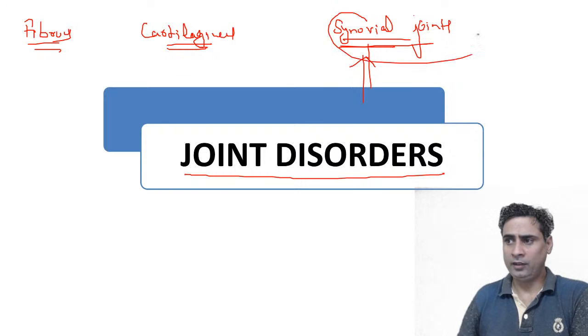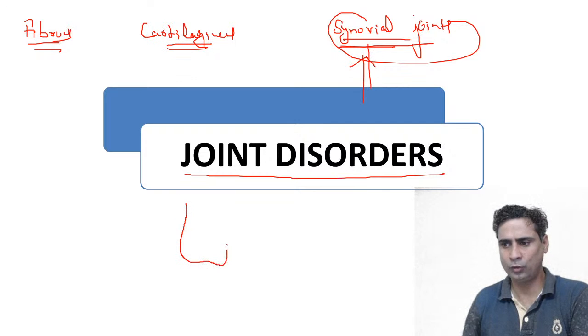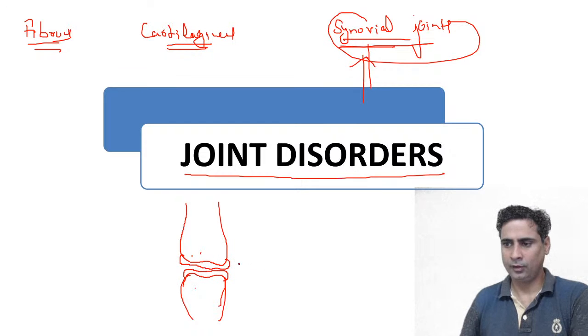Now I will give you a brief idea of synovial joint, which are the main part. Synovial joint is usually found between articular surfaces of two adjacent bones. In complex joints there may be more than two bones. So these are the two articular surfaces of bone. These will be covered by articular cartilage. So this is articular cartilage, which is a type of hyaline cartilage.